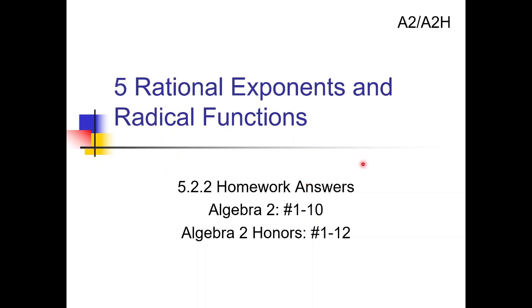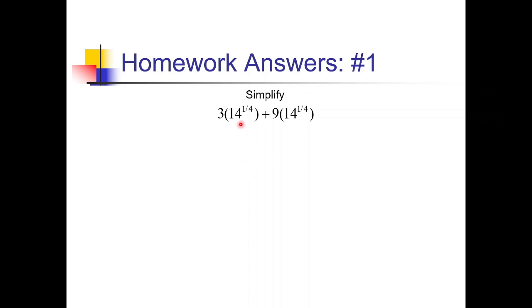and radicals. For this problem, we are adding two terms that both have the same 14 to the 1/4 power, same base and exponent. So we can treat these as essentially like terms. This is kind of like a 3x plus 9x situation. So the answer is just going to be 3 plus 9, or 12 times this common factor here. So 12 times 14 to the 1/4 power.